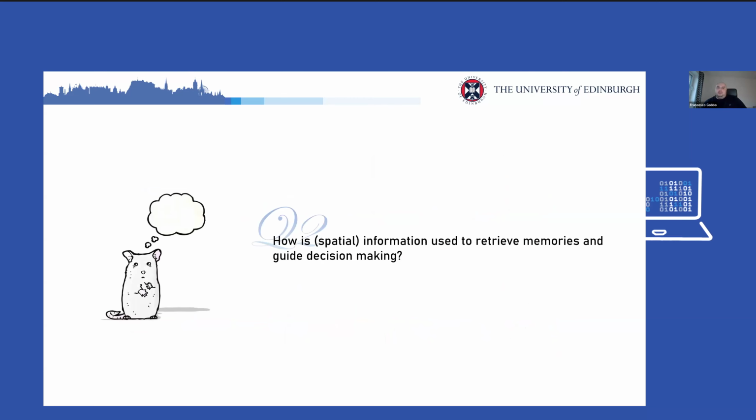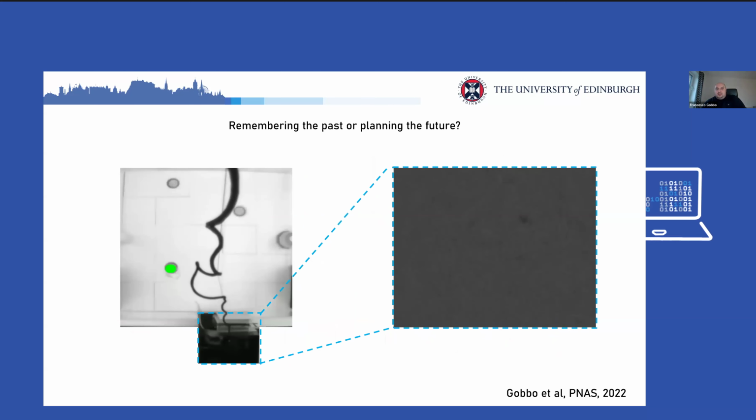We next went on to answer our second question: how is spatial information used to retrieve memories? That was based on pilot experiments that were published previously.